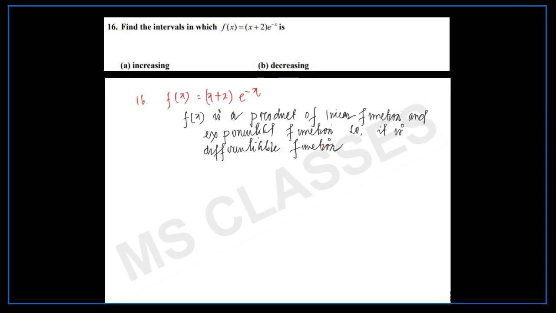Now this gives us f dash x equals x plus 2 times the derivative of e to the power of minus 6x, plus e to the power of minus 6x. Now, after simplification, what do we get? E to the power of minus 6x common, minus 6x minus 12 plus 1, minus 1. Now, on taking minus common, this is minus (x plus 1) e to the power of minus 6x.